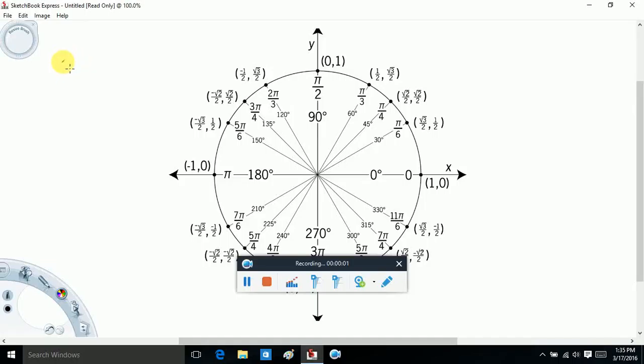Okay, today we're going to talk about the sine function. So the sine function is basically the y values of any point on the unit circle. So sine of 0 would be 0, this y coordinate here. Sine of 30 would be 1/2. And sine of 45 would be square root of 2 over 2.